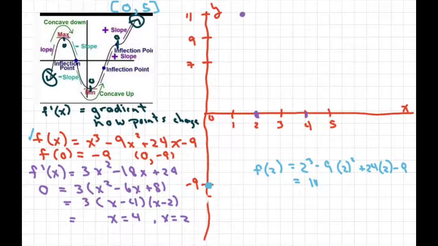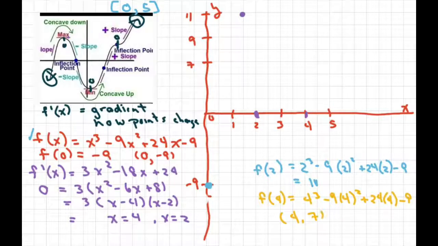All right? And then let's try our x as 4. You just plug in the 4 and you get 4 cubed minus 9 times 4 squared plus 24 times 4 minus 9. And that's going to give you 7. So we have (4, 7). And this one right here was (2, 11). So let's plot (4, 7), which is right here.